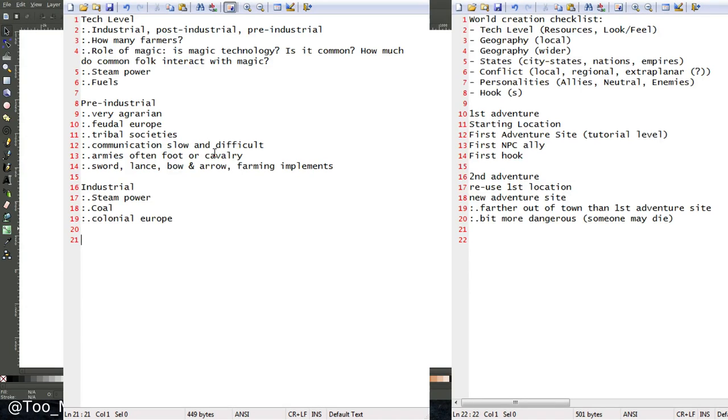So let's see. An industrial civilization, things like steam power. Here you've got cannon and muskets or rifles, depending on how much you want to include gunpowder. Gunpowder weapons are a huge balance changer. So if you're taking a setting that's normally sword and board and trying to put in especially accurate firearms like rifles, you will find that it makes it very difficult to balance.